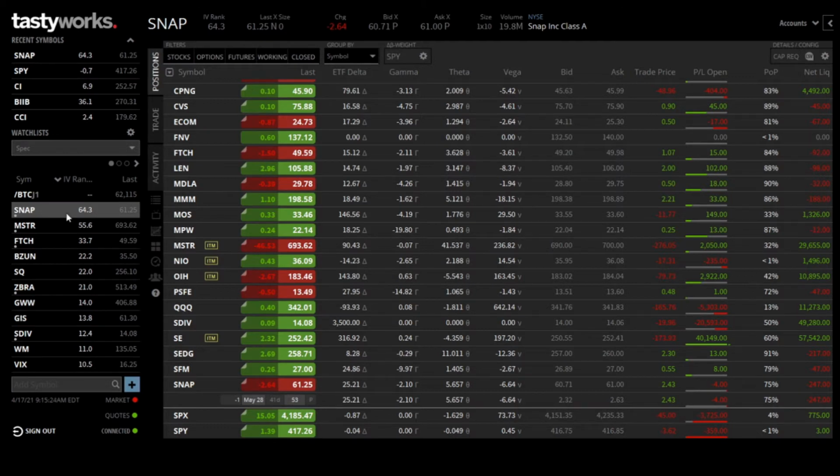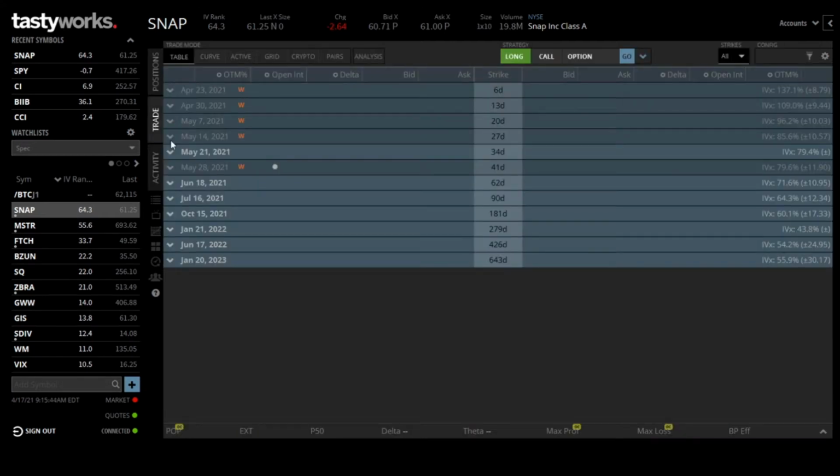A while back, I put on this Snap trade because I thought it could be a potential good tech rebound trade, and it also happens to have a pretty decent implied volatility rank. I want to show you what the thought process was for putting on this particular trade.